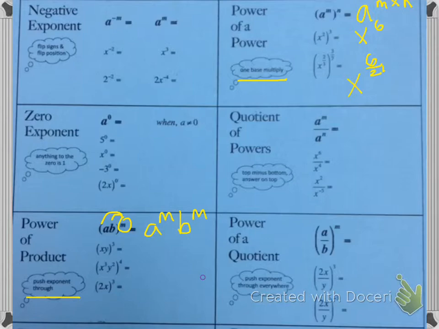So next one, x to the third, y to the third. Every base gets that exponent of 3. This one, I'm going to distribute that 4 to every base. So it's going to go to the x and to the y. If you look, the x already has an exponent. The y already has an exponent.